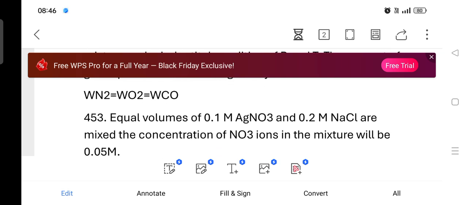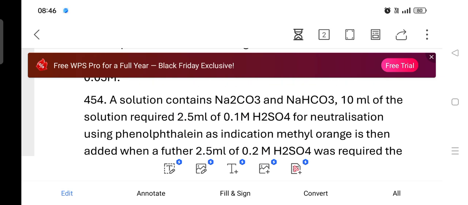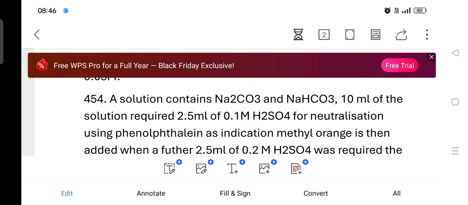Equal volumes of 0.1 M AgNO3 and 0.2 M NaCl are mixed. The concentration of NO3- ions in the mixture will be 0.05 M.